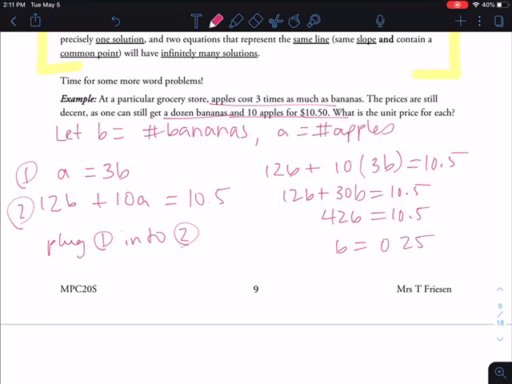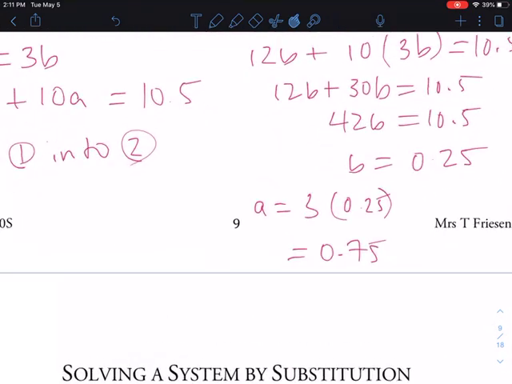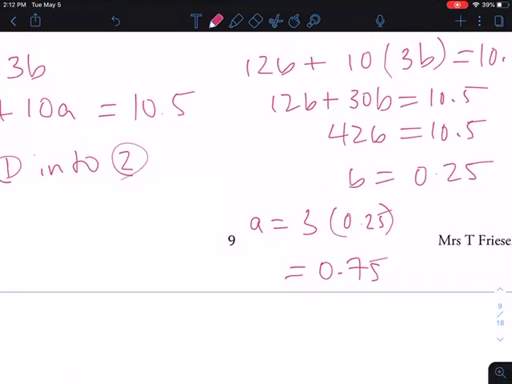0.25. Okay, so I just did that division on my calculator. So a banana costs 25 cents. And we know that A is equal to 3B, so we can find our apple cost by plugging in that 0.25 that we just found, which gives me 0.75. Okay. Oh dear. Okay, and then the last thing, I know I don't really have space here, but I'm just going to make it work down here. Sorry, everybody. We're going to write our sentence answer.